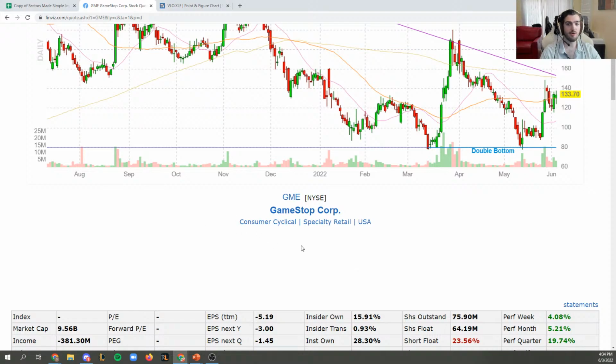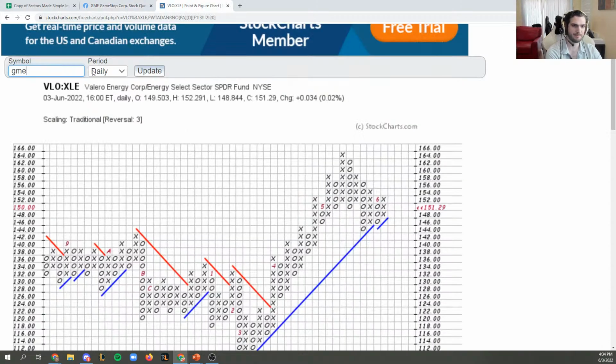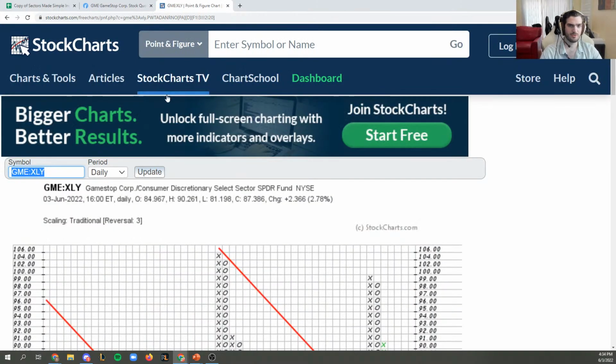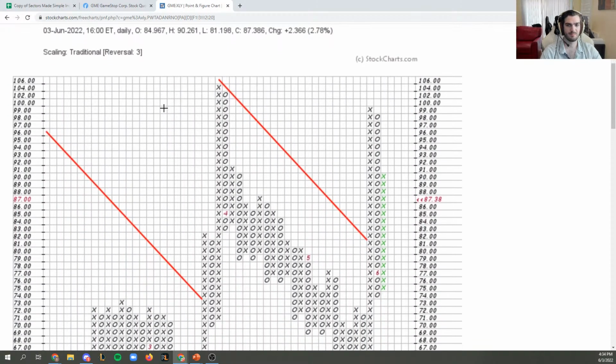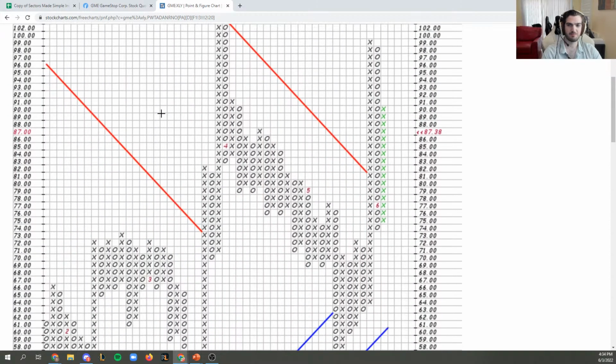So you could go and you can compare GameStop to discretionary. And it kind of looks a little bit like the Himalayas. A lot of big peaks and troughs. But let's see what we have here.